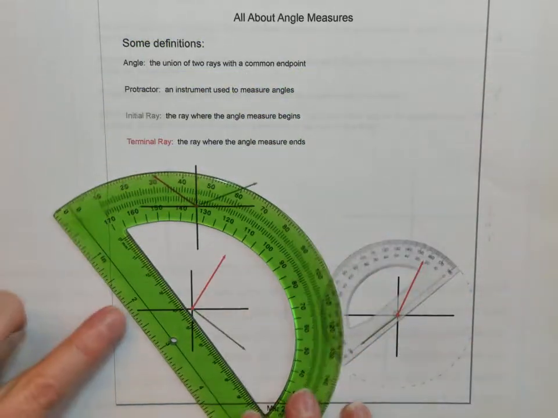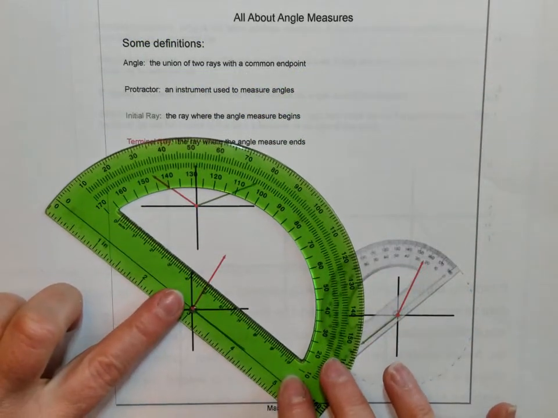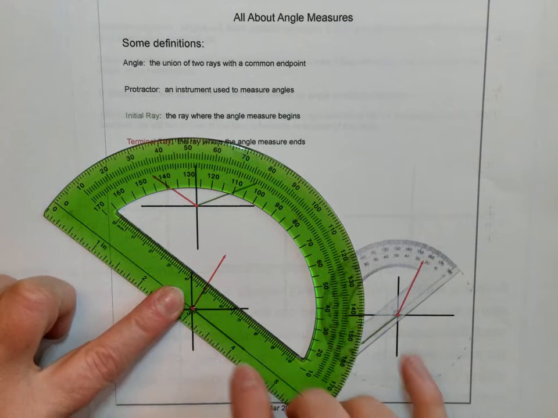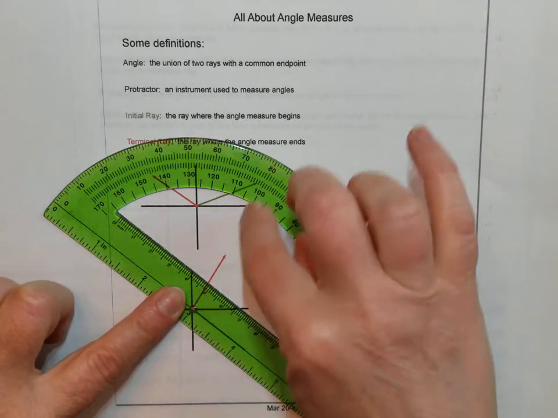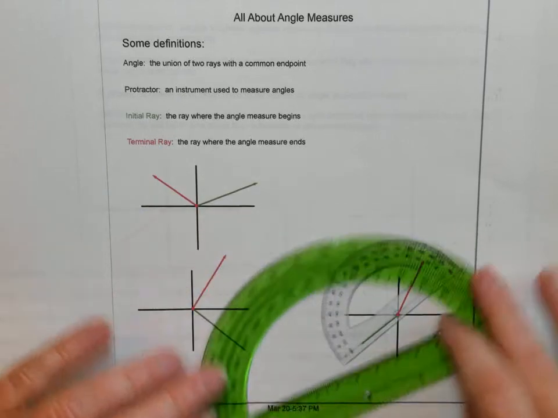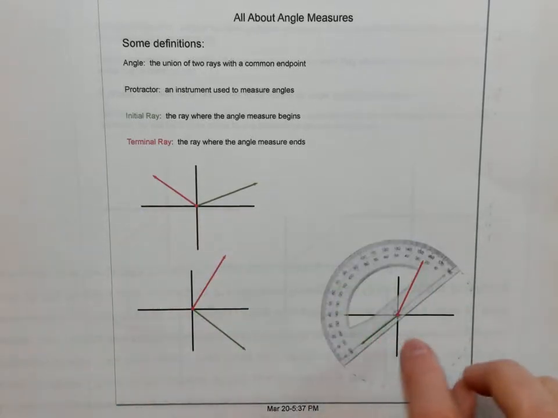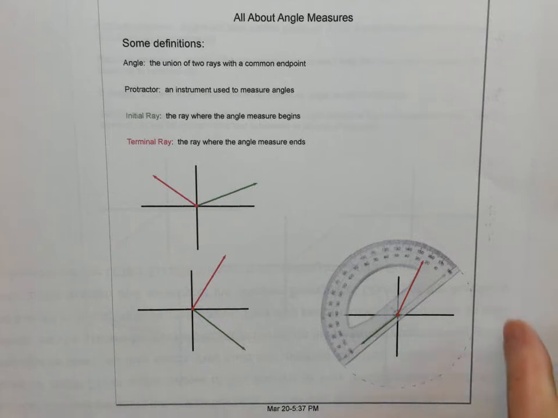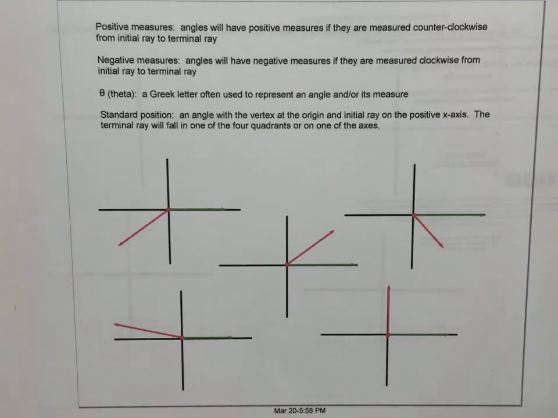Okay, same thing over here. We would put the baseline down here on the green line, and we would measure here. Okay, and again, we're on the inside because we would start at 0. Over here, I'm showing you that. I again have the baseline on, and we're going around. So, just a quick review on how to measure an angle.